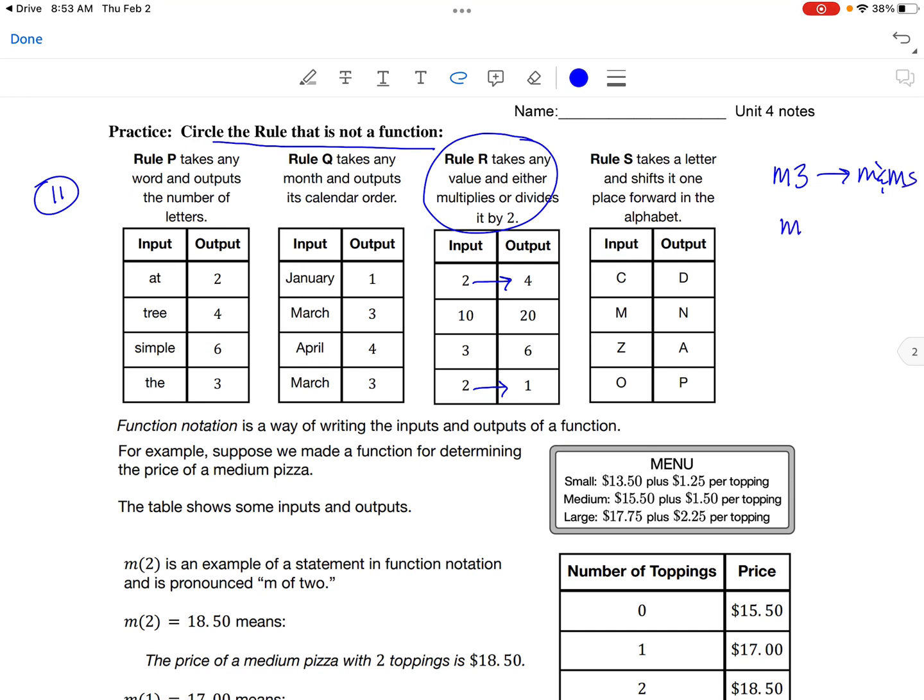If you punch in M3 another time though and you get pretzels, not happy. You're probably going to shake that vending machine and get really mad, right? That is not a functional vending machine, putting in the same code and not knowing what you're going to get.